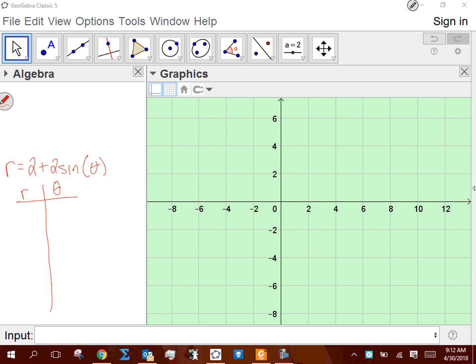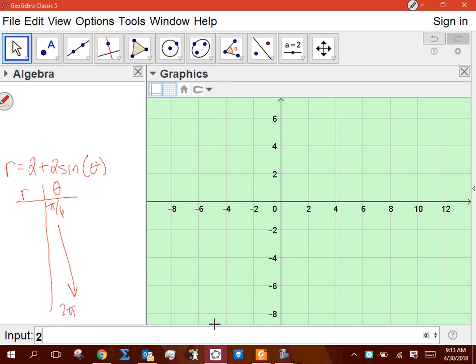But that's what we did on Friday: we chose thetas going from pi over 6 all the way through, I think we went to 2 pi. And then we saw what the r values are that we generate when we evaluate at those different thetas. That gave us like 16, 17 points. We plot those points, and then look at the curve that was generated. And the curve that was generated looked like this. r equals 2 plus 2 sine theta.